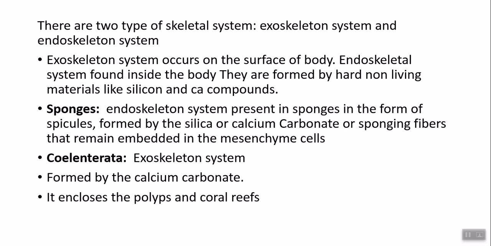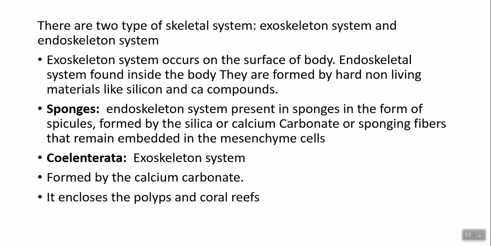So now we are going to look at the different groups of invertebrates and vertebrates and look at what type of skeletal systems are present in each type of animal. The sponges have endoskeletal systems which are formed by the spicules. Spicules are made up of silica or calcium carbonate. These remain embedded within the mesenchymal cells.